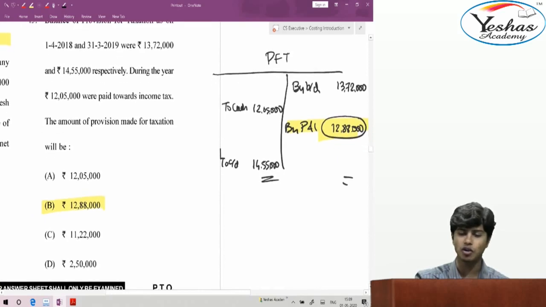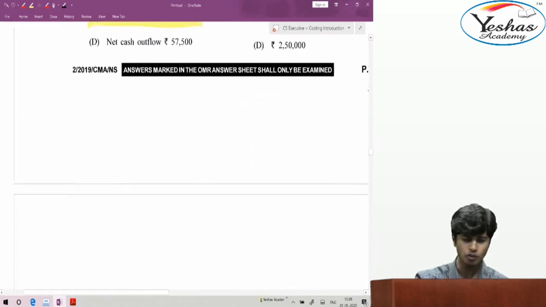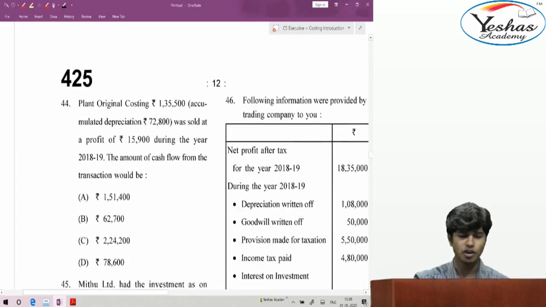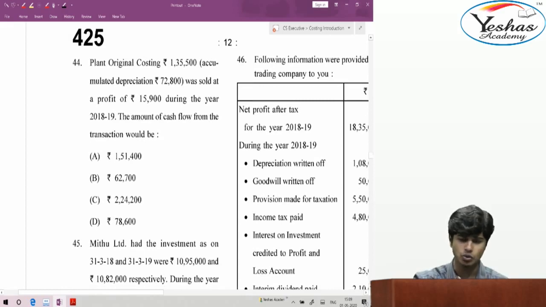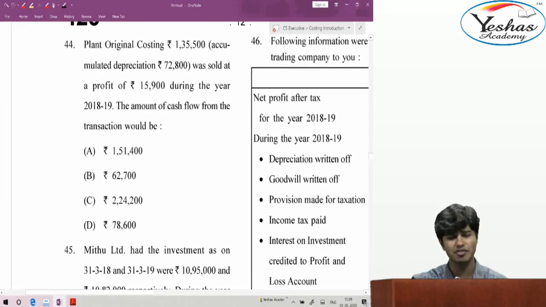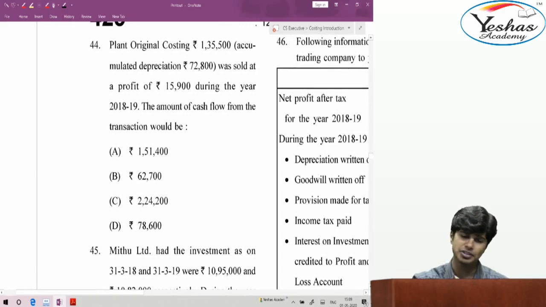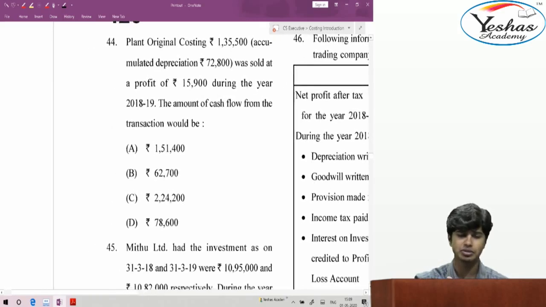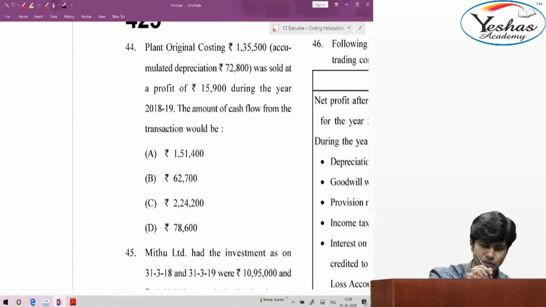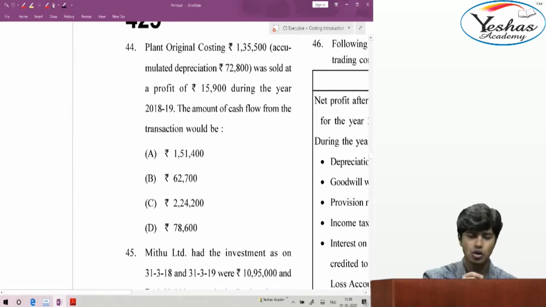Let us now go to question number 44. 44 is on the next page. Question number 44. A plant with original cost of 1,35,500 and accumulated depreciation of 70,800 was sold at a profit of 5,900 during the year. Okay, so a very simple question. Let us start doing it.